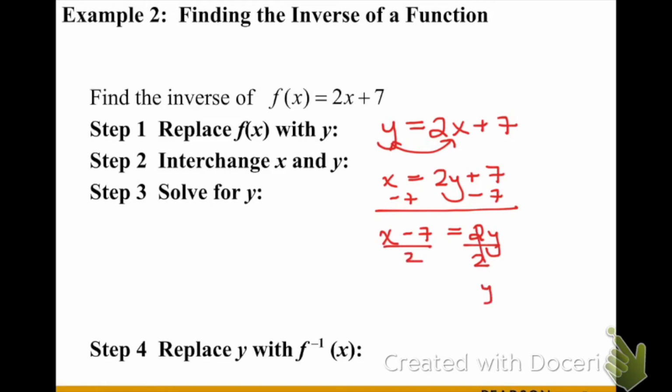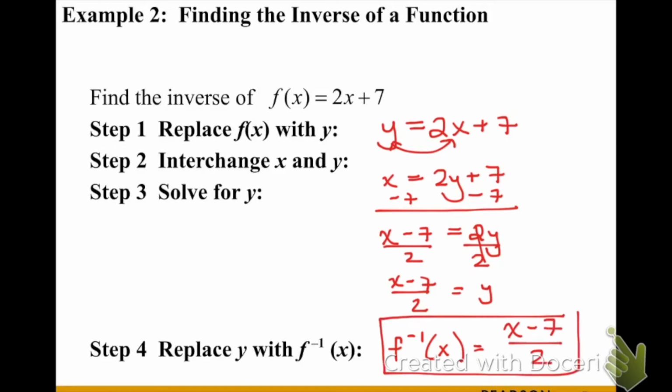Since in this case this equation defines y in terms of x, this means that the function does have an inverse. And so our inverse function is going to be x minus 7 all divided by 2.